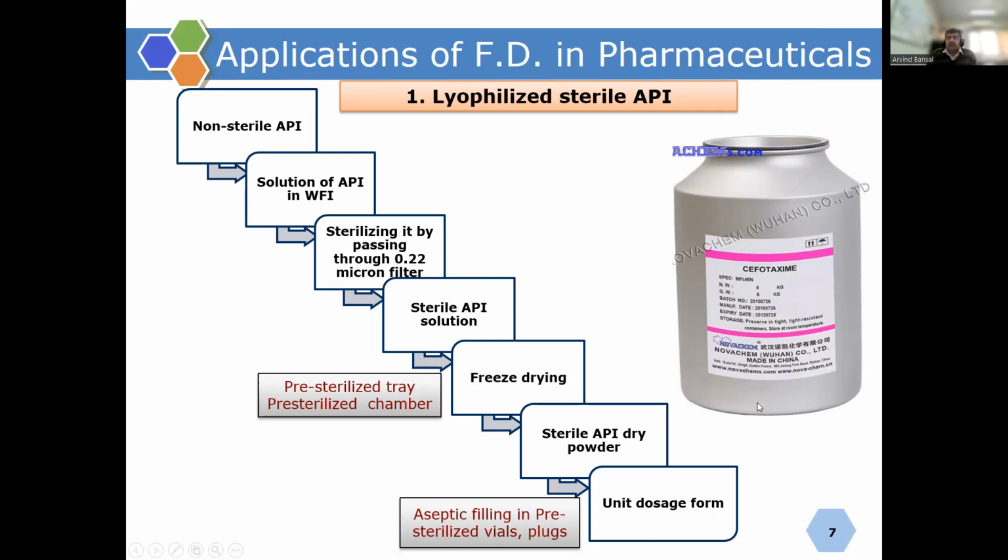This is a photograph of the bulk API container, which contains sterile cefotaxime API, and this can then be filled into individual vials to get the dry powder injections of cefotaxime sodium.